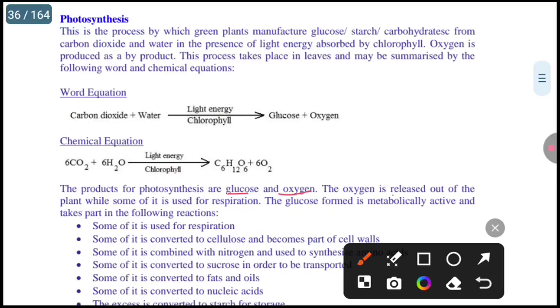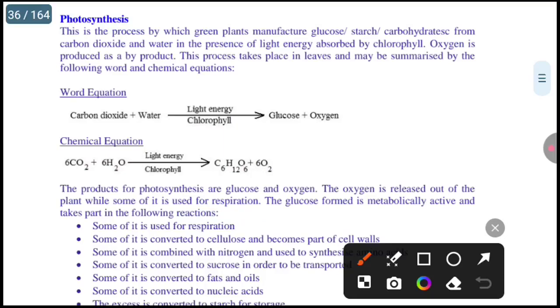The oxygen is released out of the plant, while some of it is used for respiration. That's why we say plants are important to us, because they release oxygen, and we know that we need oxygen to breathe and survive. So the plants release oxygen, and some of it is used for their respiration.